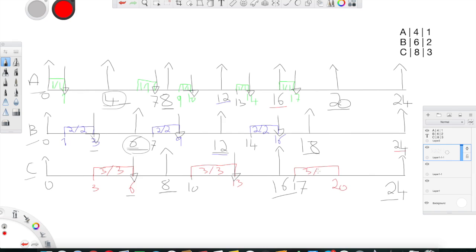3 out of 3, and I must draw a downwards arrow. Okay? Here at clock tick 20, I have two tasks in the system. Task A returned back at clock tick 20, and task B was already in the system. And both have the same deadline, 24 and 24.